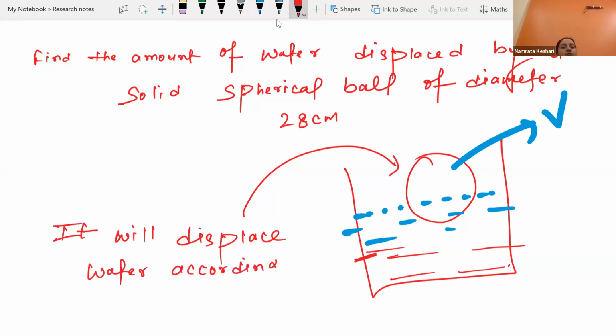That means, do we have to find the volume of the sphere over here also? Yes, we do have to find the volume of the sphere over here also. Please find the volume of this sphere whose diameter is 28 centimeter. Please find it.